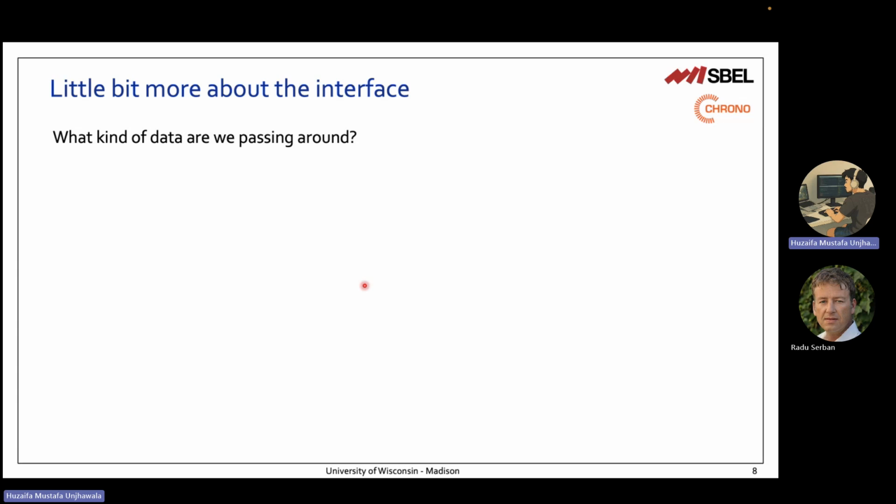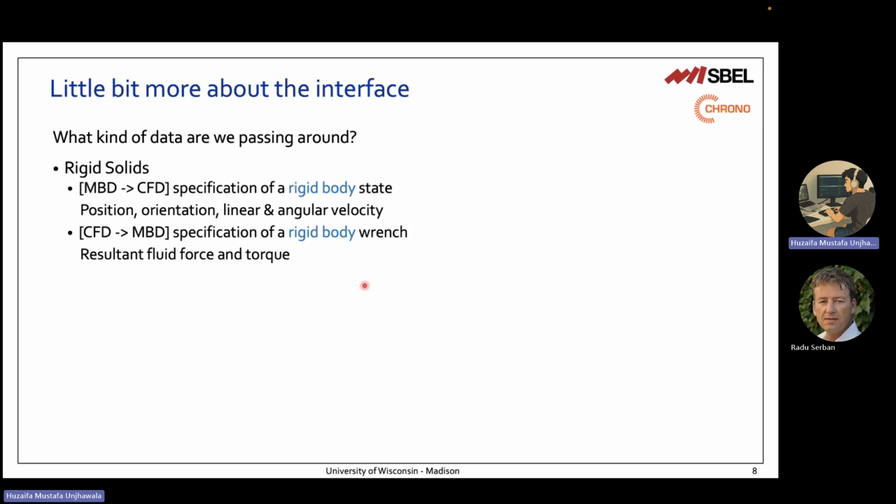Okay, so a little bit more about the interface. I spoke about passing force and displacement. You need to understand a bit more about what kind of data we're exactly passing around. So for rigid solids, for example, from the multi-body dynamic side to the CFD side, we just need to pass the rigid body state. That's the position, orientation, linear and angular velocity. And then from the CFD side, we just specify a rigid body wrench, which is the resultant force on the body, which is a fluid force and a torque, right?